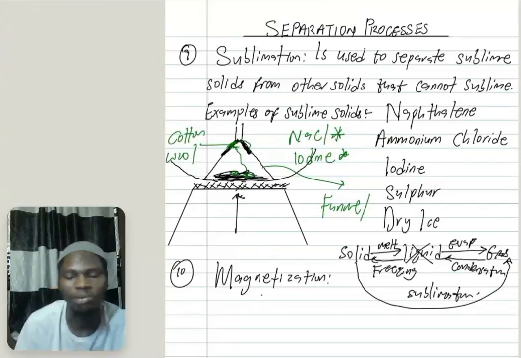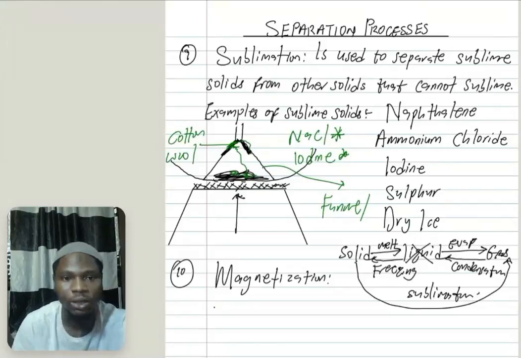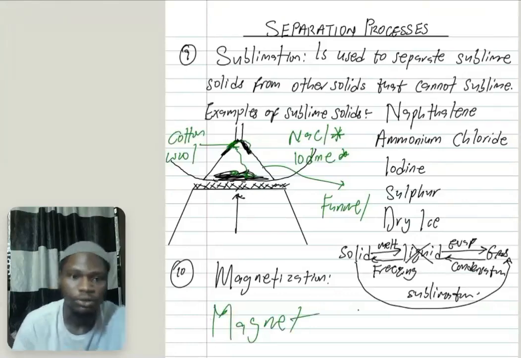Next, we look at magnetization. From the word magnet, we use it to separate a magnetic substance from other substances that do not attract a magnet. What do we use there? We make use of a magnet. Any type of magnet, bar magnet or any other one. Good. So that is it.